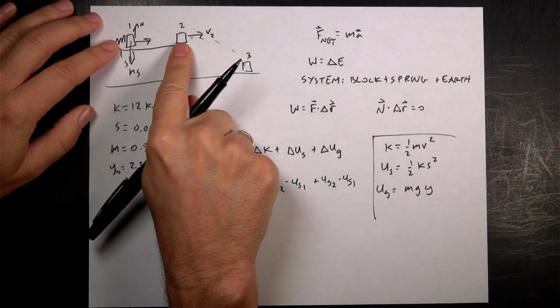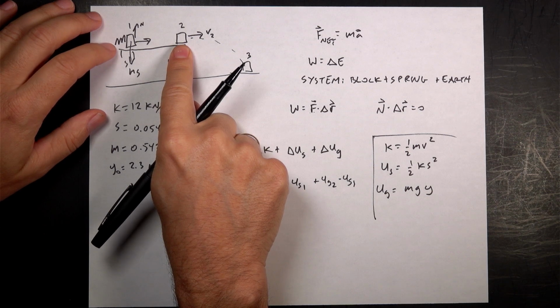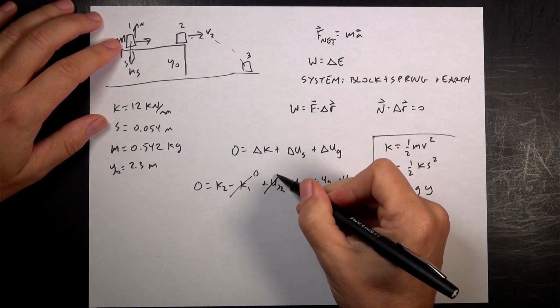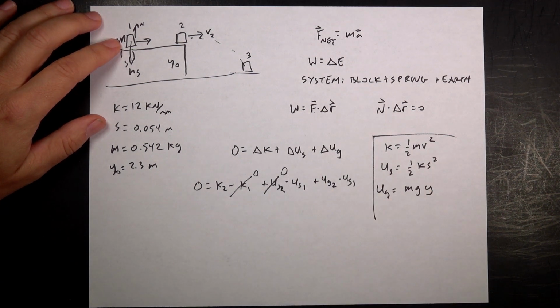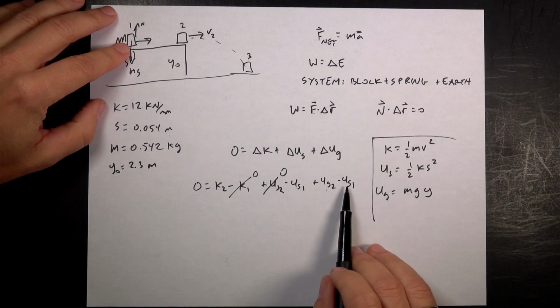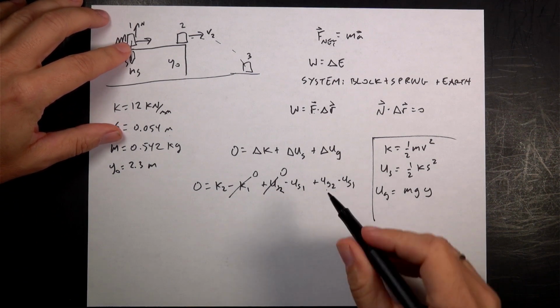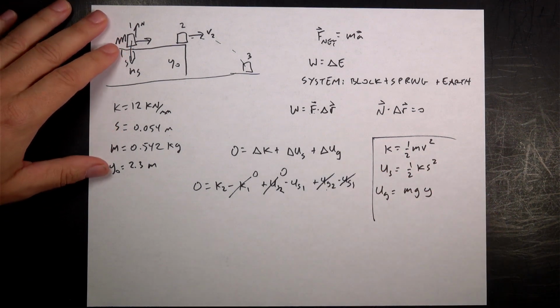Also, once the mass gets over here, the spring is no longer compressed or stretched. So Us2 is 0. Finally, Ug2 and Ug1 are the same, right? Because they have the same y value. They both have y0. So they cancel.